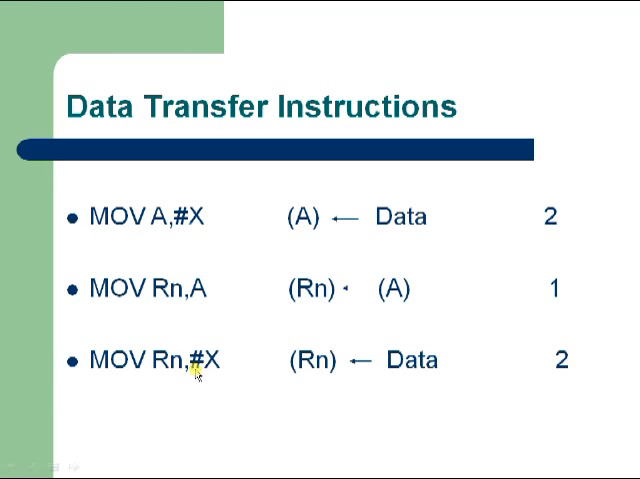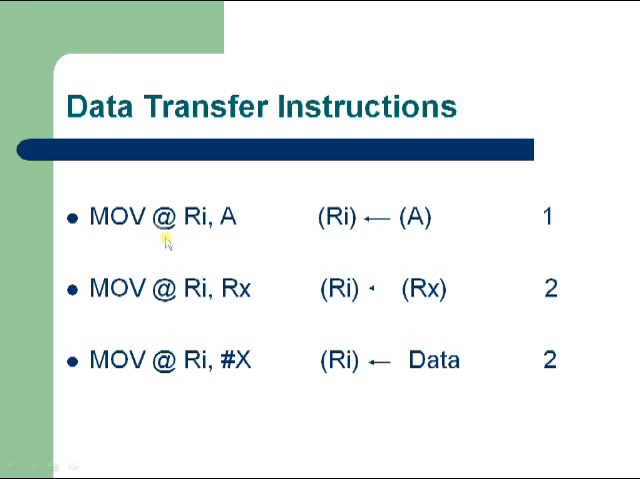MOV Rn, #x: this immediate value will be stored inside the Rn register. Now MOV @Ri, A: the contents of A get copied into the location specified in the Ri register. MOV @Ri, Rx: the contents of Rx get copied into the location specified in the Ri register, and similarly MOV @Ri, #x: the immediate value gets copied into the location specified in the Ri register. Here Ri can be either R0 or R1.